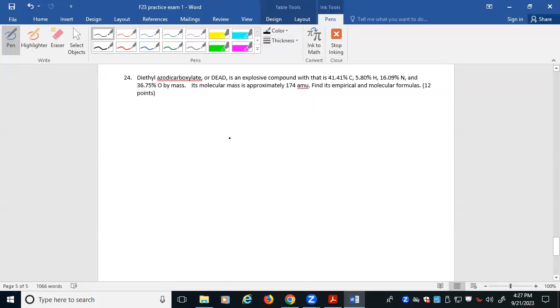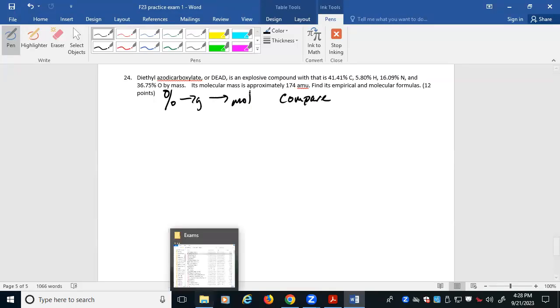Okay, so this is an empirical formula problem with a molecular formula addition to it. If you remember the process for empirical formulas, we turn the percents into grams, the grams into the moles, and then we compare. What's different about this one is this one has 4 elements in it instead of the 3 and 2 that we did in a lot of our examples.